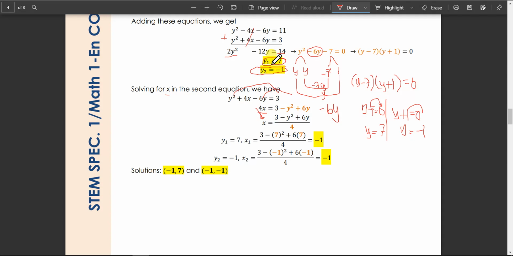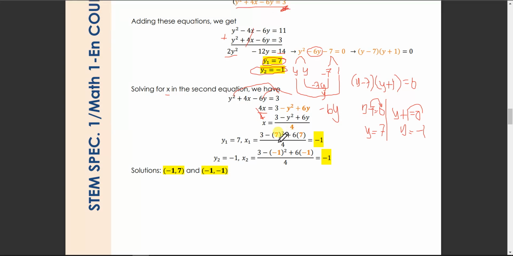Next is to substitute our y1 and y2. If you are going to substitute y1, which is equal to 7, we replace all y with 7. So this is 3 minus 7 squared plus 6 times 7 over 4. So 7 squared is equal to 49, negative 49. So 3 minus 49 is negative 46 plus 6 times 7. So we have equal to negative 4. This is our numerator divided by positive 4, which is equal to negative 1.